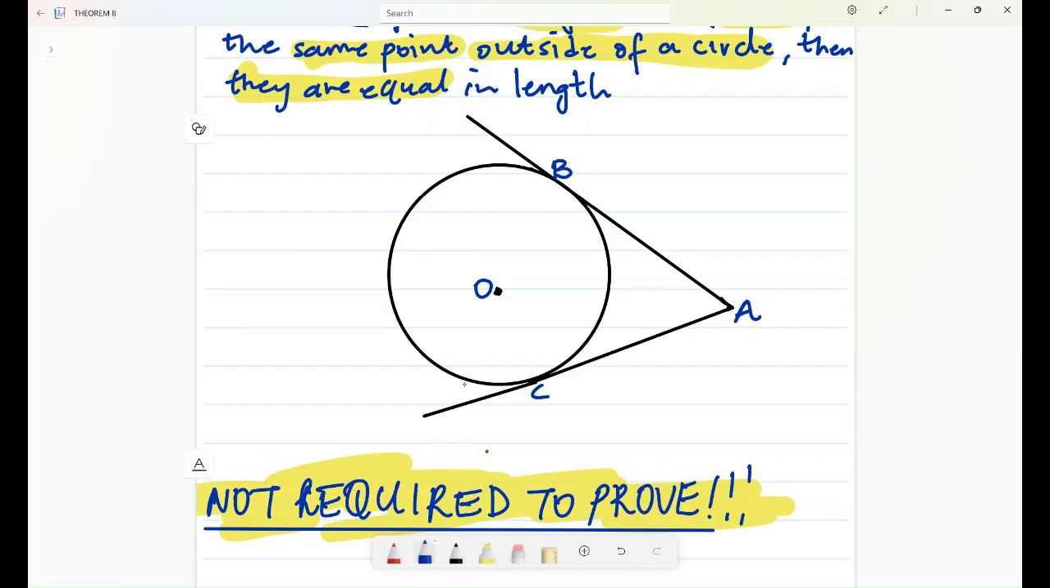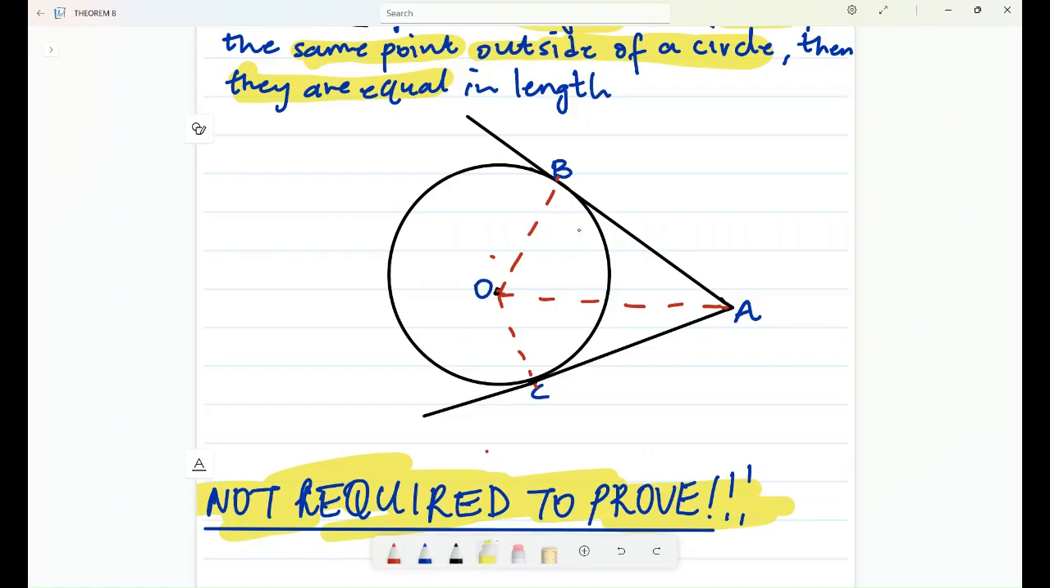Now let's construct our radius to point B as well as our radius to point C, and also construct line OA like this. We know that line OB is a radius, OC is a radius. So it means OB is equal to OC. That one we can all agree on. Why are we saying that? We are saying equal radii.